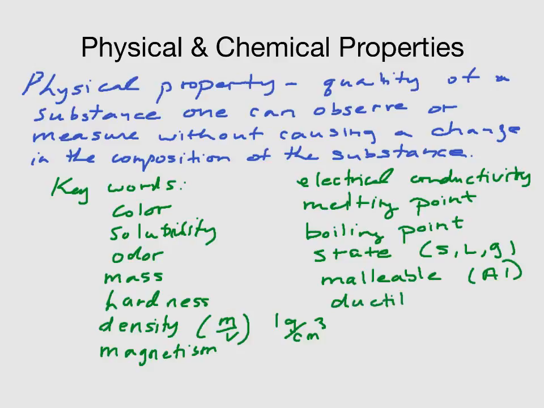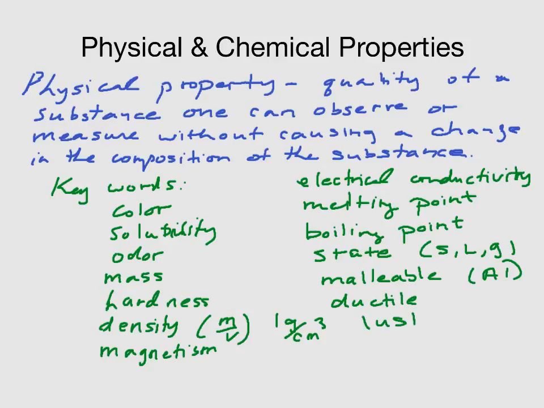Ductile, or ductility. That is another new word likely. That means it can be pulled into a wire. So copper is very ductile. You can pull copper into a wire, but you can't pull all metals into wires. That is a distinct feature of certain substances.